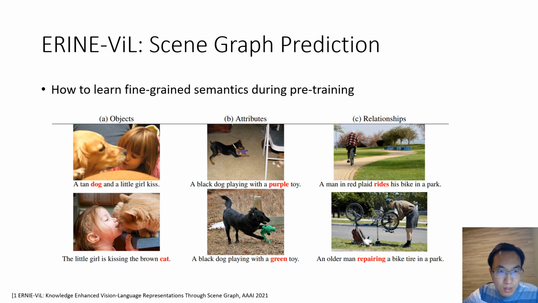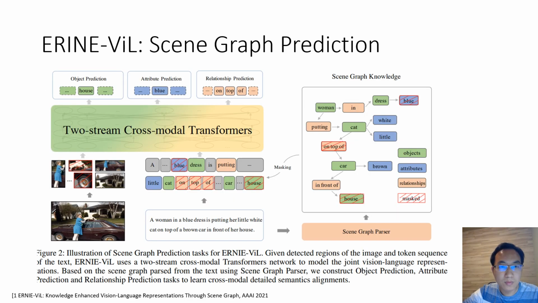For example, in these two images, the key difference lies in the object. And in these two images, the key difference lies in the attributes. And in these two pictures, the relationship between the man and the bicycle is different. So by designing this new scene graph prediction task for pre-training, they adopt a two-stream cross-modal transformer network to model the general vision language representation. Based on the newly designed pre-training task, they show they can learn better cross-modal semantic alignment, and in the paper they show better performance on VQA tasks and other tasks.